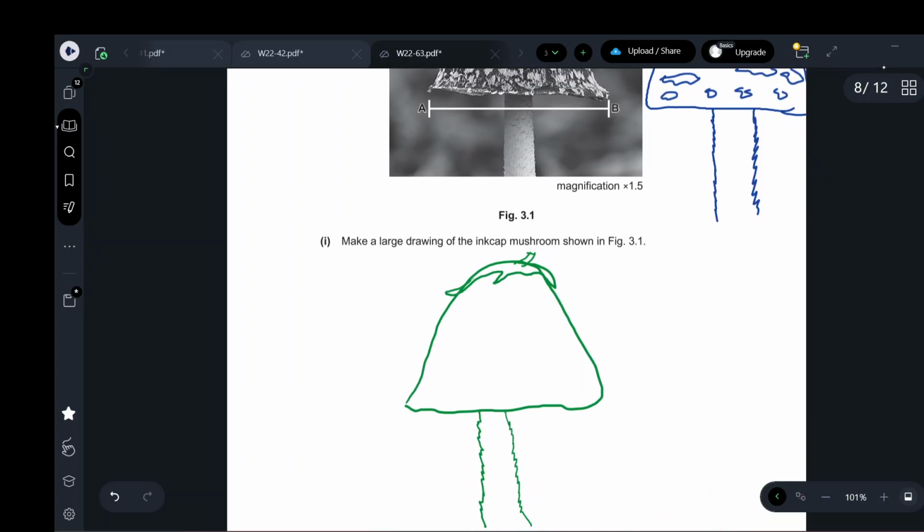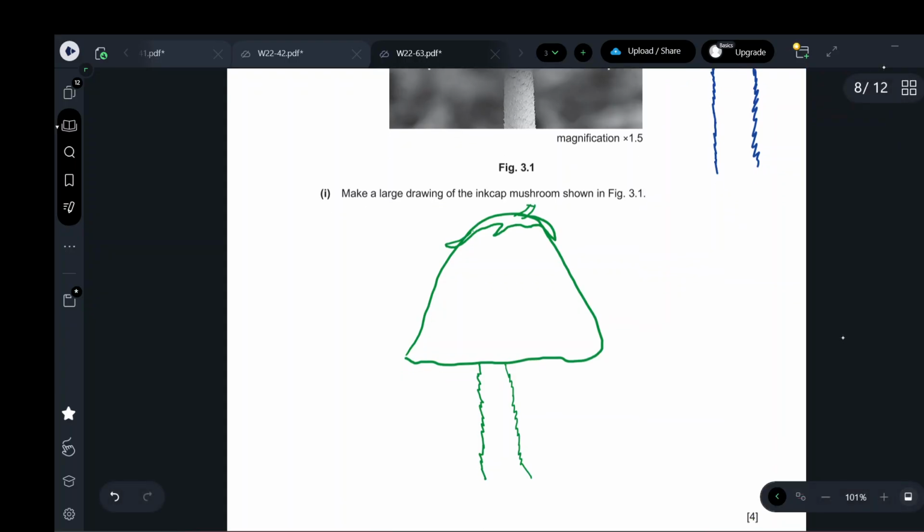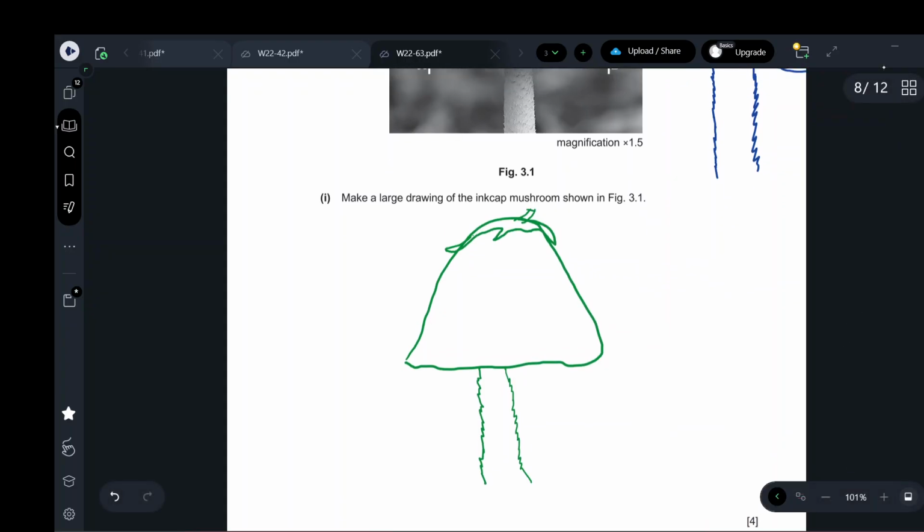Third mark, white patch across the top of the cap here, white patch here, and the cap drawn separate from the stalk. This part is separate from this part. It's not continuous. You have to draw this with a straight line here.